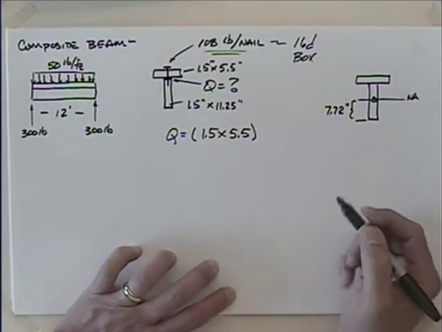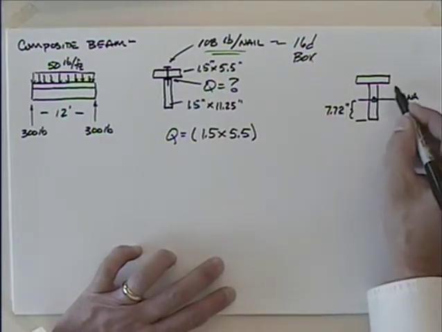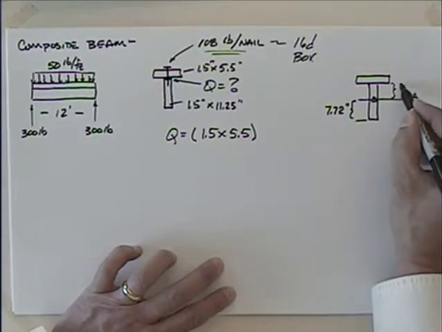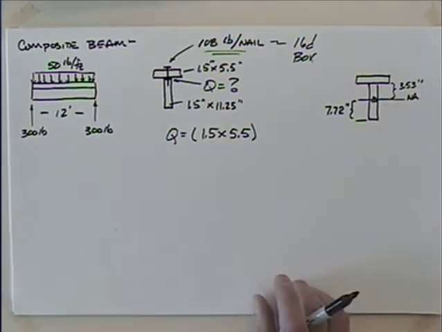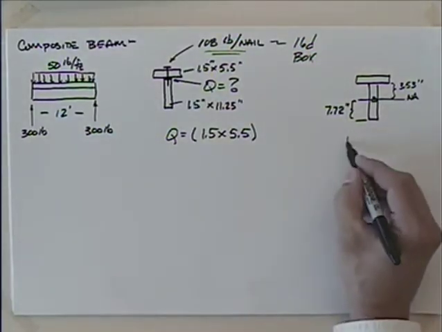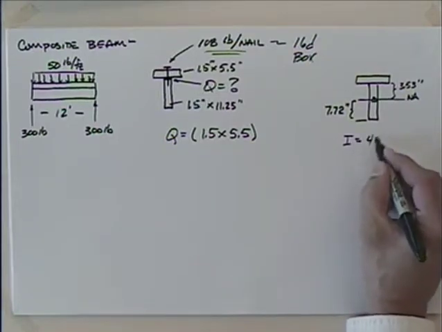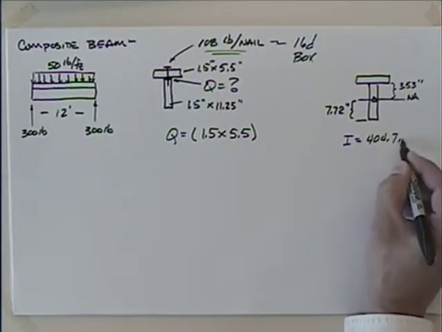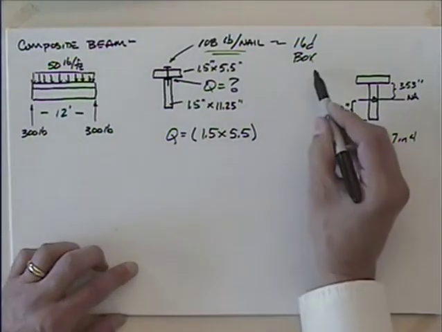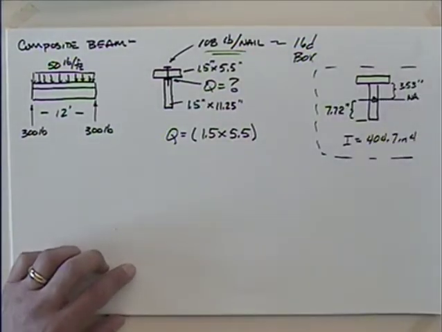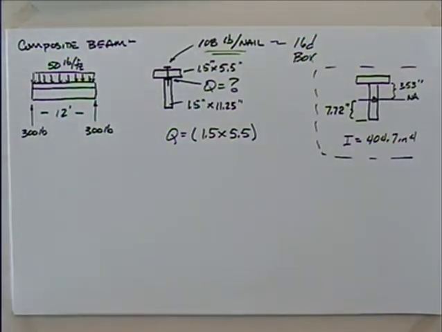Okay, 7.72 inches, which would mean that we would be left with a dimension here that is 3.53 up to the underside of that. Okay. Once you know that, then you can calculate I, which is 404.7 inches to the fourth. So again, if you want some extra practice on finding centroids and calculating I, that would be a good example for you. I'm not going to belabor the problem by going through that. We'll just say that we know that.